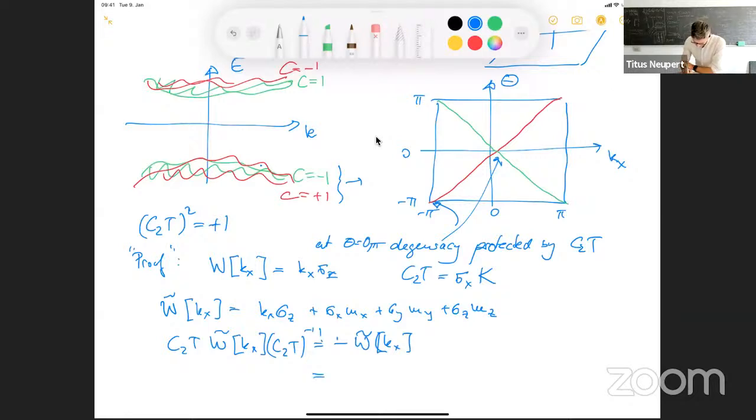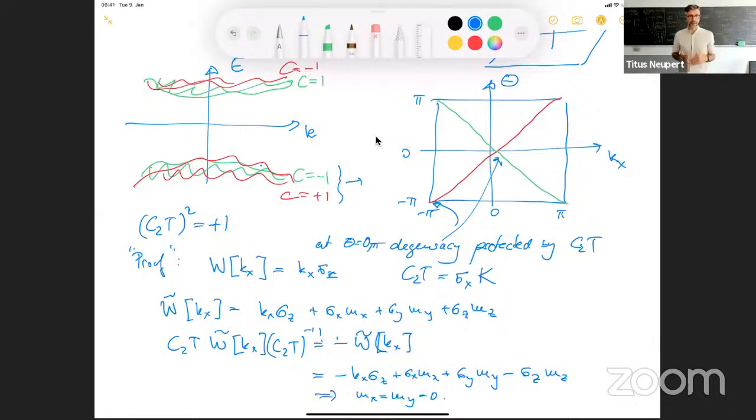And now if I actually compute what I have, I get minus k_x sigma_z, and then I get plus sigma_x m_x plus sigma_y m_y minus sigma_z m_z. And that tells us that m_x and m_y have to be equal to zero for this to be satisfied. And so the Wilson loop cannot be gapped. I can have m_z, that's okay. But what will that do? It will just move this degeneracy point around in the k direction, but it will not remove it. It's pinned to a zero or pi eigenvalue.